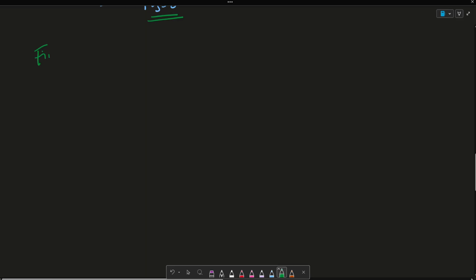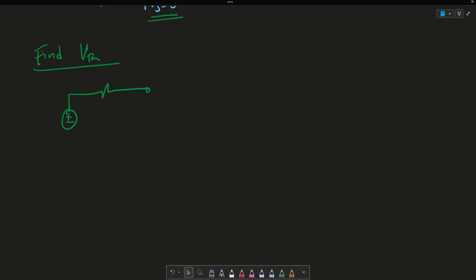So I'm going to find V Thevenin. If I have a circuit like such, with VS, R, A, B, and I'm asked, what is my voltage here, V Thevenin, you can easily see that this is simply equal to VS.